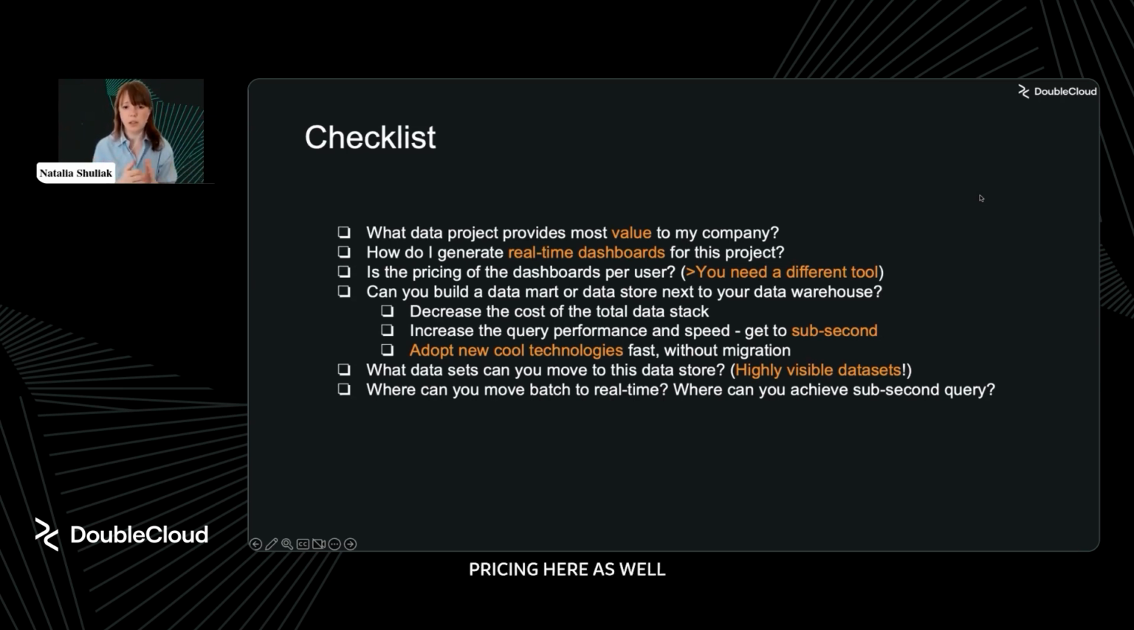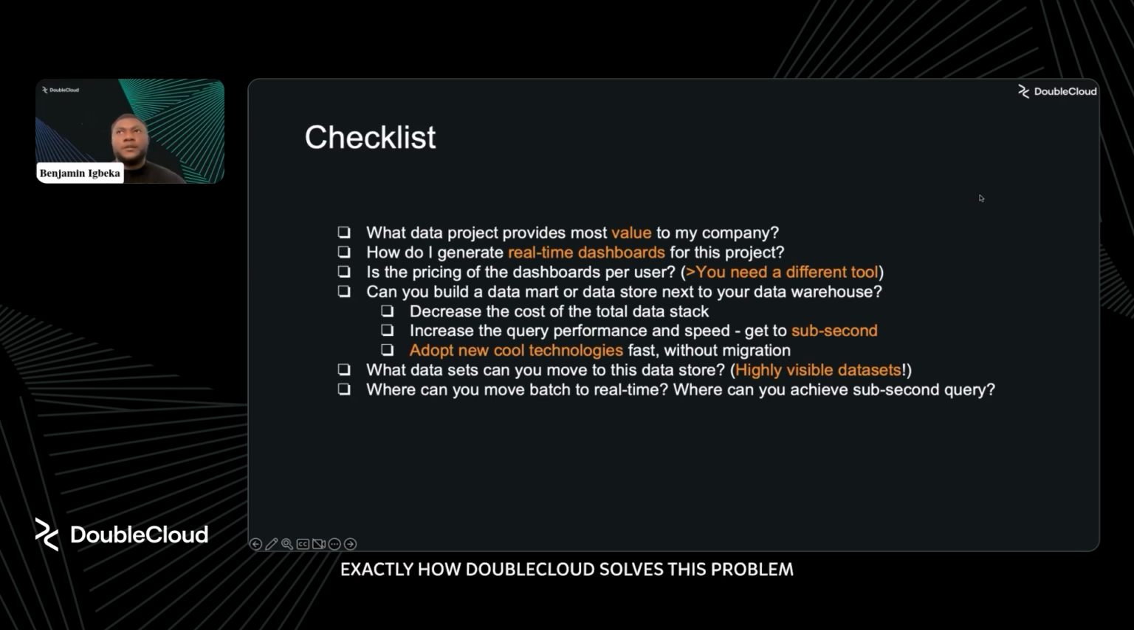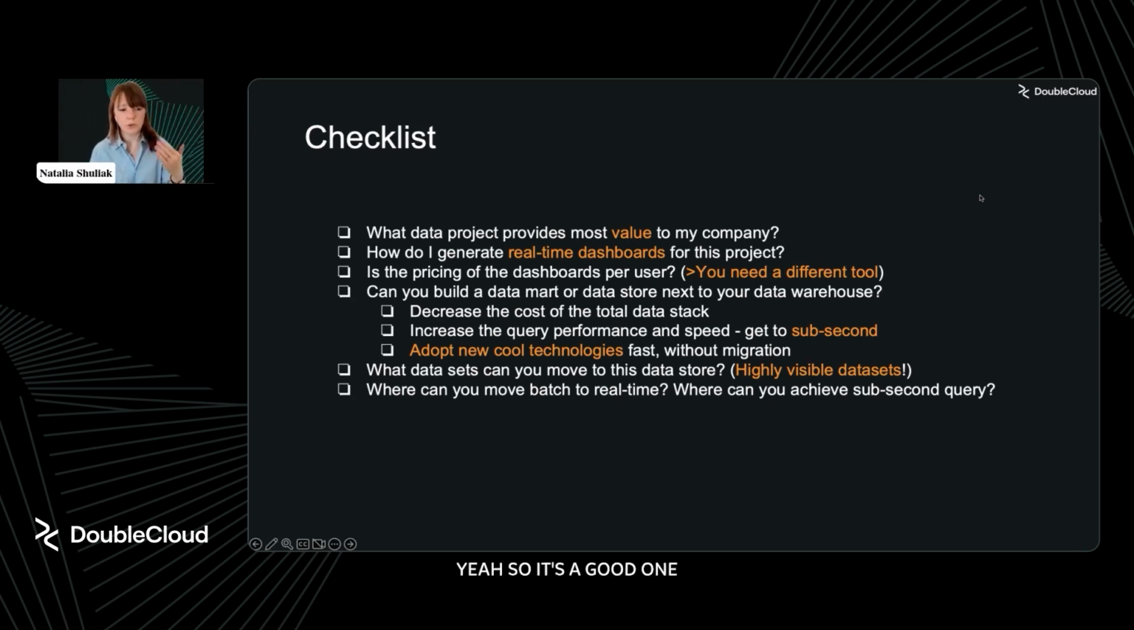It would be good to expand on exactly how DoubleCloud solves this problem of reducing the overall cost of the data stack. Yeah, so it's a good one. For example, typical cases we would be working with is the following. You have BigQuery, and you don't want to migrate, but you need much better pricing and much better granularity of your data. How would you do it? You would build a data store with the help of our tools and ClickHouse next to BigQuery, and this is what will decrease the whole data stack pricing.